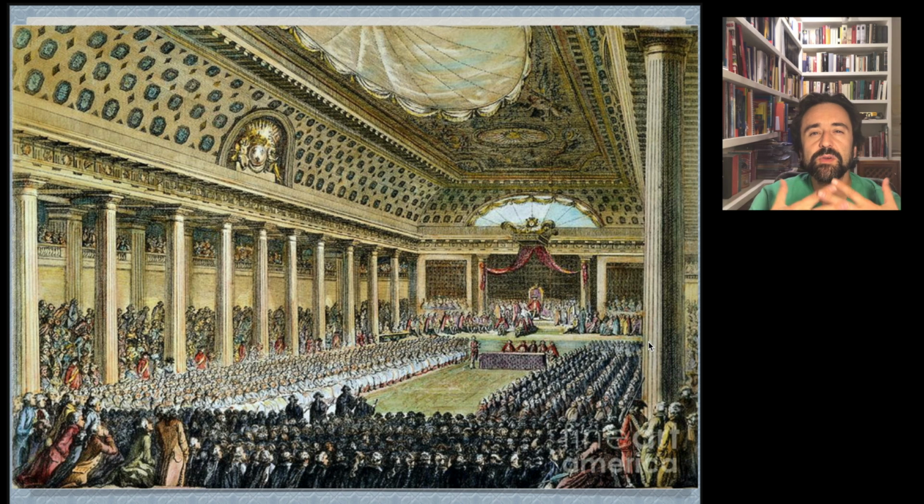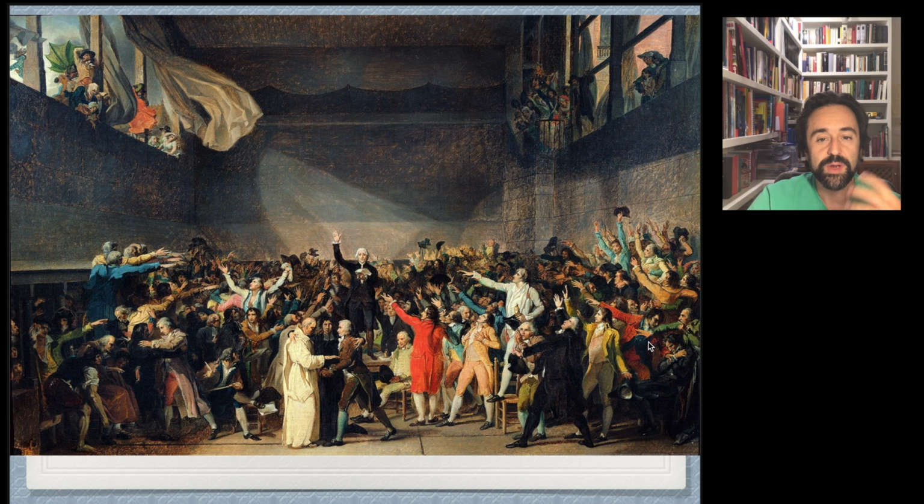So the third estate realized they cannot win. It's impossible because nobility and clergy are always allies. So they left the Estates General and they created a National Assembly. And in this National Assembly, they considered themselves the only real power in France. The real France is this.